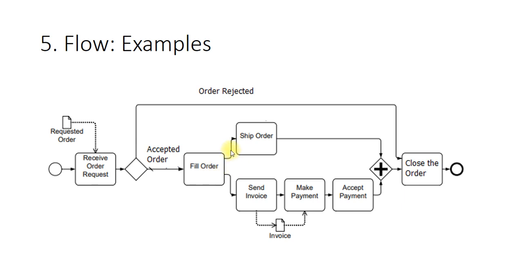Now we fill order, we ship order and send invoice. Here also there is a message flow which indicates that the invoice object will be given to make payment, and then accepted payment, and then there is a parallel gateway to close the order, and we reach the end of the process. So that is the order fulfillment example.